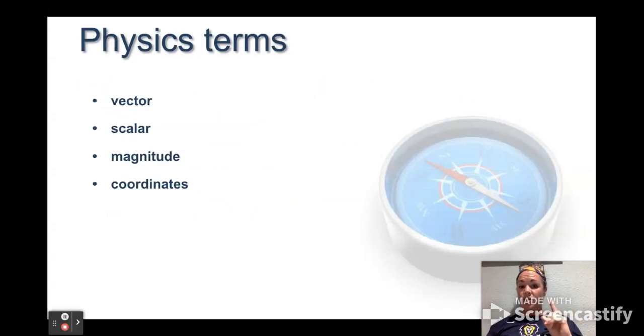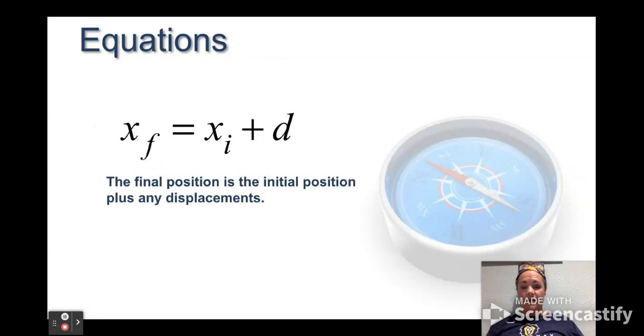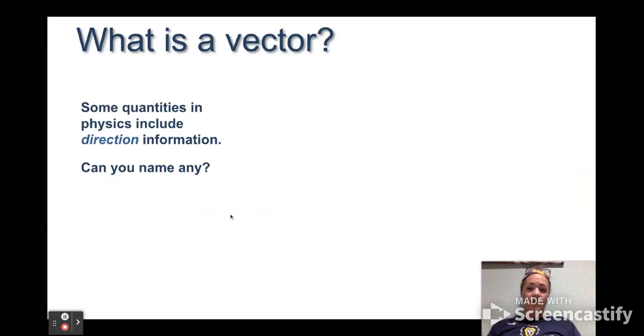So, new terms: vector, scalar, magnitude, and coordinates. We're still working within the same equation: x sub f equals x sub i plus d, with d being displacement. So the final position is equal to the initial position plus any displacements. That is our equation.